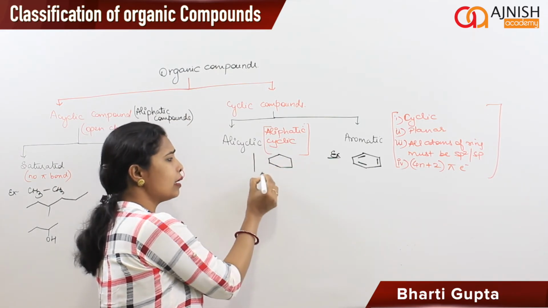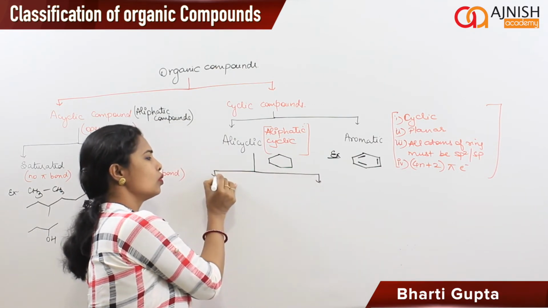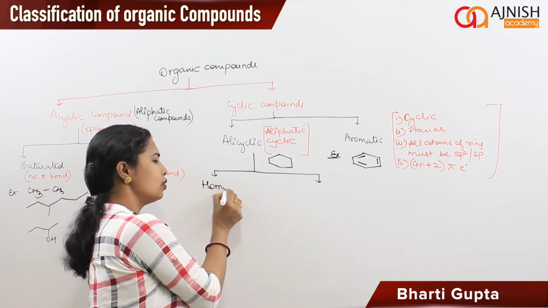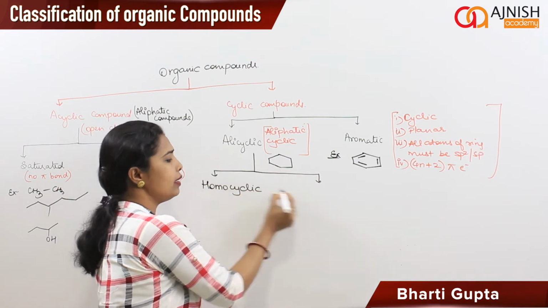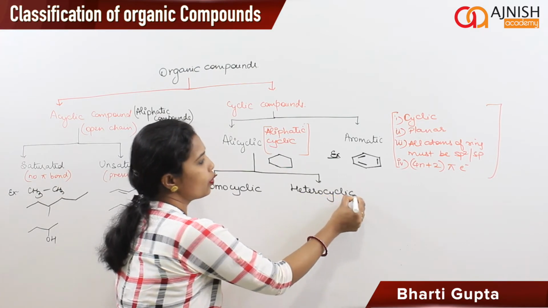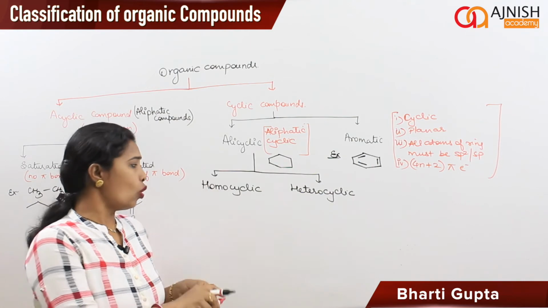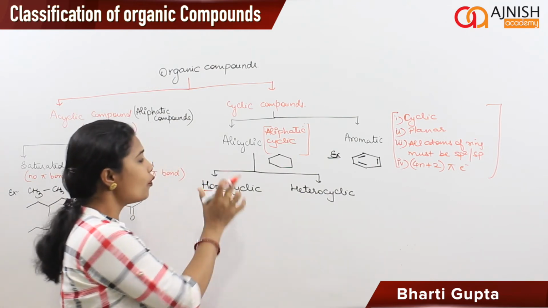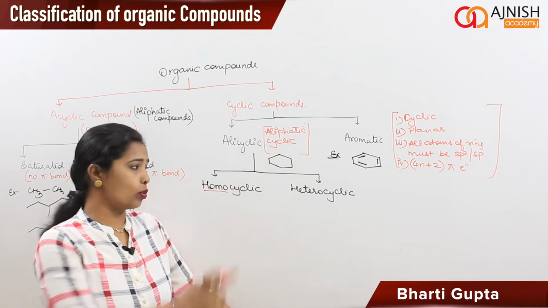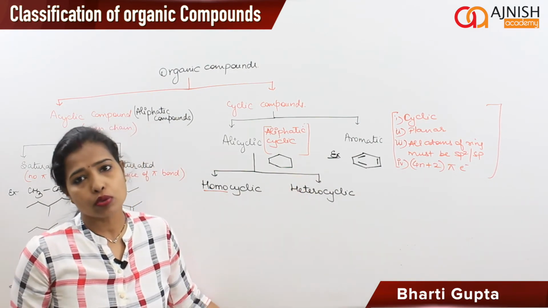Now this alicyclic compound can be further of two types: homocyclic and heterocyclic. Now homocyclic, what is the name? Homo means same. So if all the atoms of the ring are the same, it is homocyclic. If some different atom is present in the ring, it is heterocyclic.